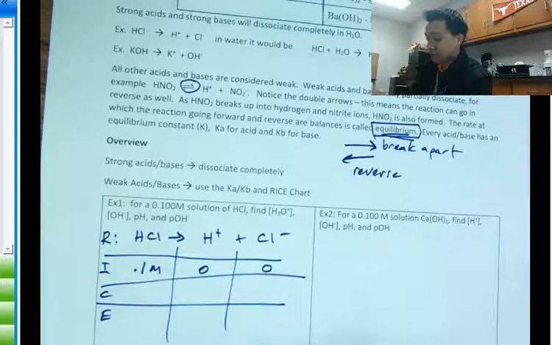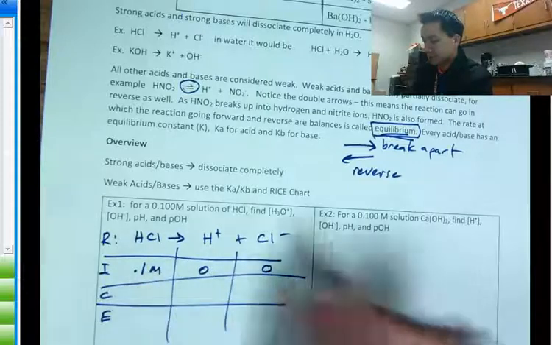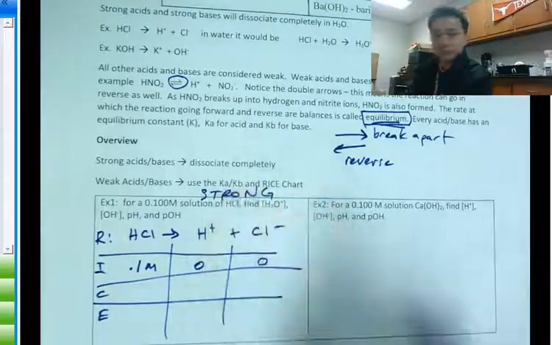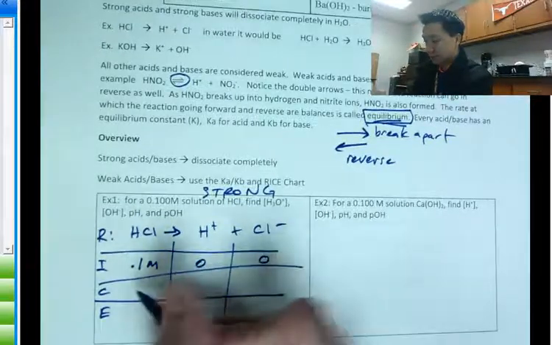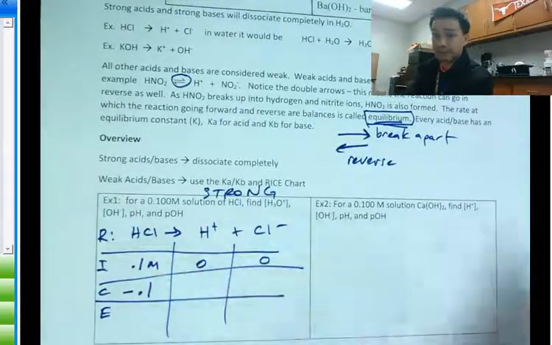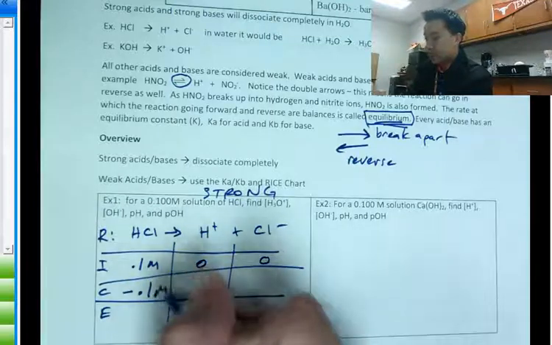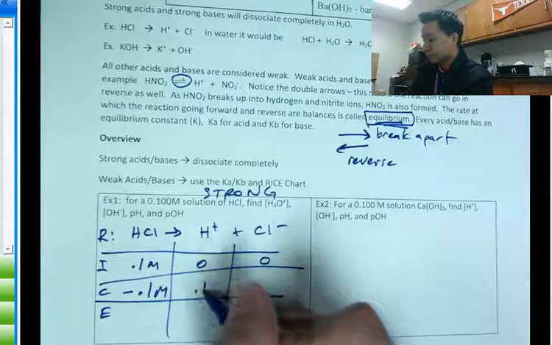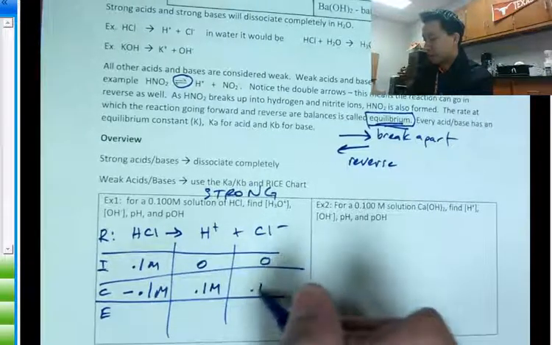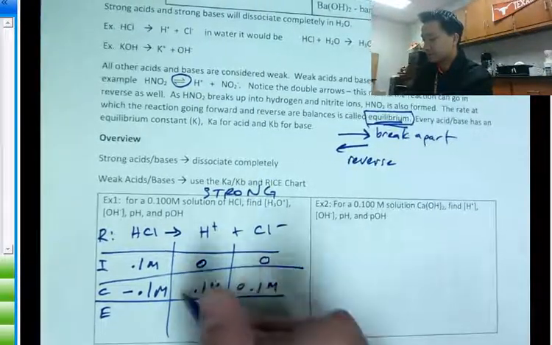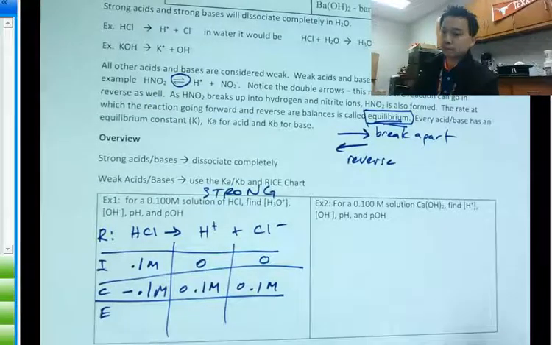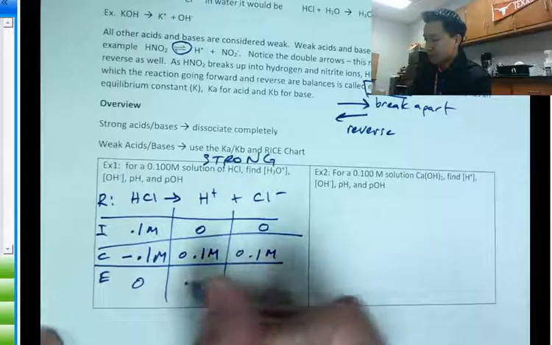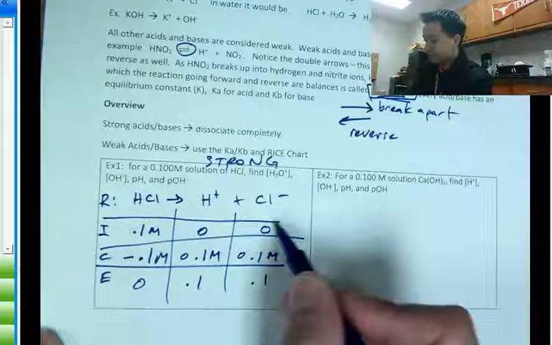The change. It's a strong acid, so it dissociates completely. So we're going to lose all that 0.1 molar. And on the other hand, when HCl breaks down, you'll have 0.1 molar H plus and 0.1 molar Cl minus. Then we add up these two columns. Initial plus change: that's 0, that's 0.1, and that's 0.1.